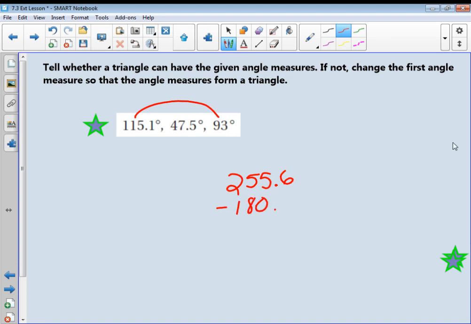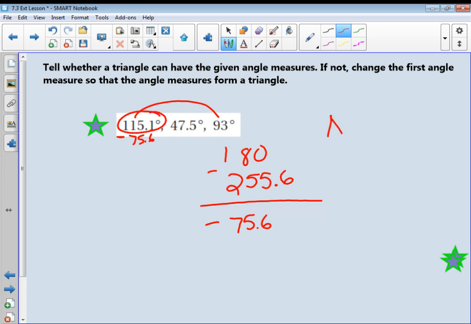And here's the thing. Actually, I could do 180 minus, but I really need a negative number. So on my calculator or in my head, I'm really doing 255.6 minus 180. When I do that, I have a change of 75.6, so I'm going to have to subtract 75.6 on this. So this was a no, it was not a triangle. My first angle measure should have been 39.5 degrees.